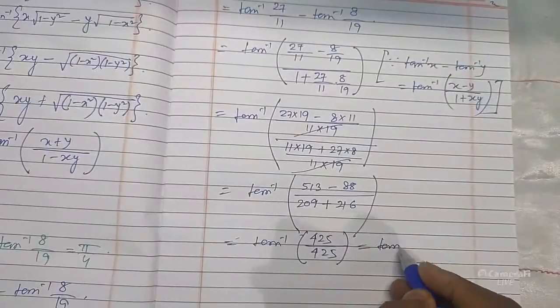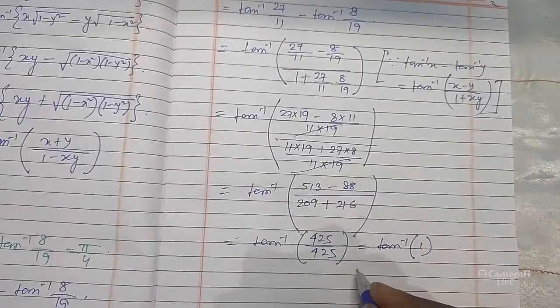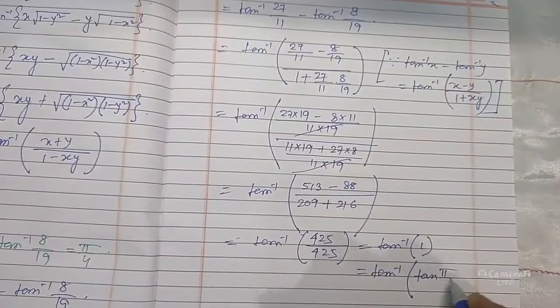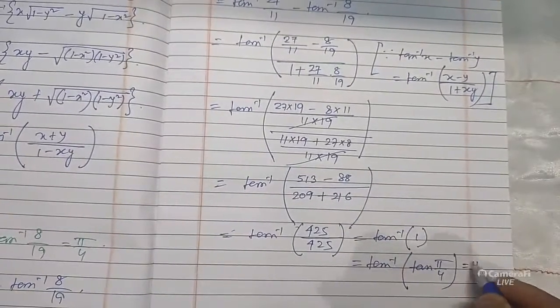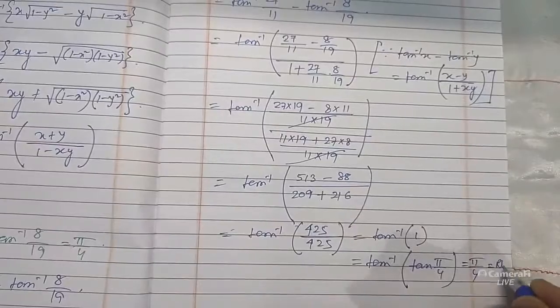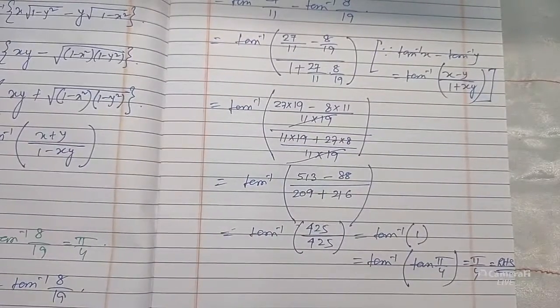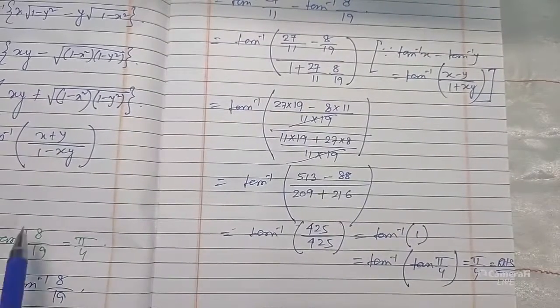So this is equal to tan inverse 1, and 1 means tan pi by 4. So this is equal to tan inverse tan pi by 4. Tan inverse and tan will cancel, equal to pi by 4, which equals the RHS. So this proves our problem, that tan inverse 3 by 4 plus tan inverse 3 by 5 minus tan inverse 8 by 19 is equal to pi by 4.